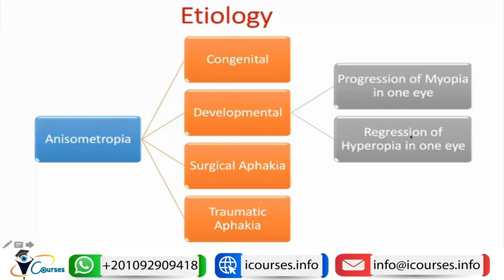Also, it can be due to regression of hyperopia in one eye. So one eye will be emmetropic or myopic, and the other eye will be hypermetropic, with increasing hypermetropia in the other eye.